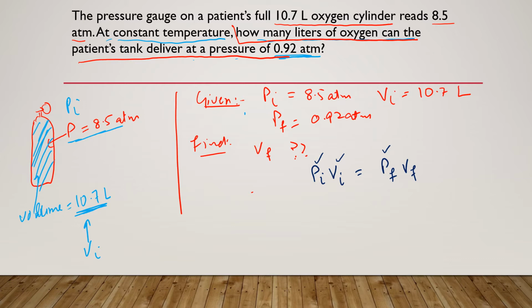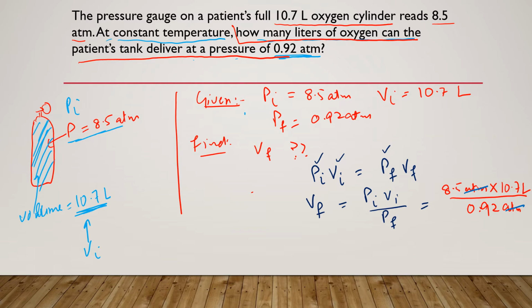Before we do that, let's reshuffle the equation and bring Vf on one side and everything else on the other side. So we need to divide both sides by Pf. When we do that, the equation changes to Vf equals PiVi divided by Pf. So let's plug in the values: Pi is 8.5 atm multiplied by Vi, 10.7 liters, divided by Pf, 0.92 atm. Atm cancels with atm, and the only unit left is liters.